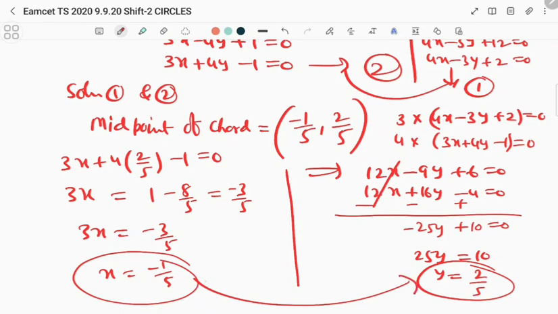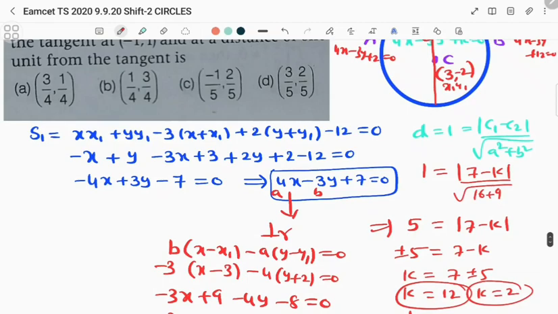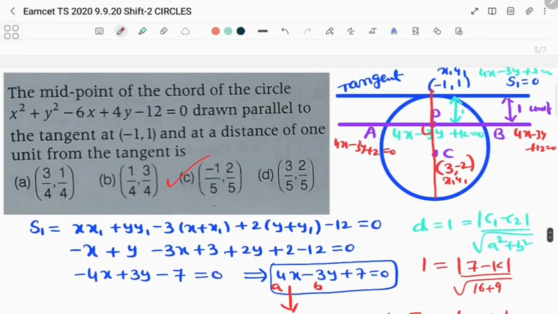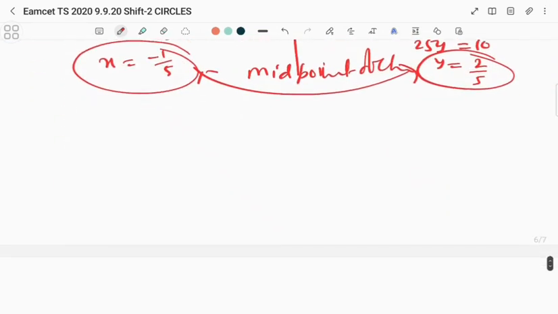So minus 1 by 5 comma 2 by 5, where will it be? Third option. Slowly you can understand it, students. It's easy only, but anyway it will take time to do that.